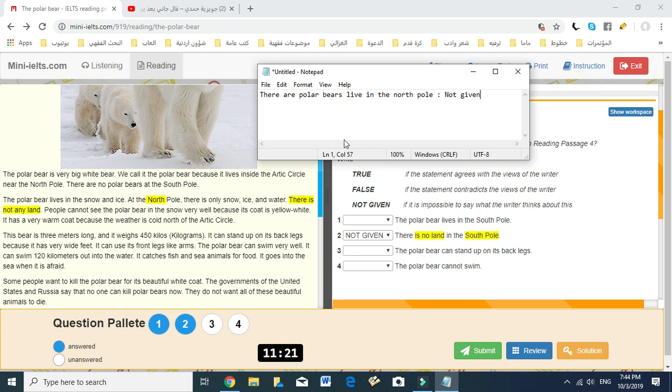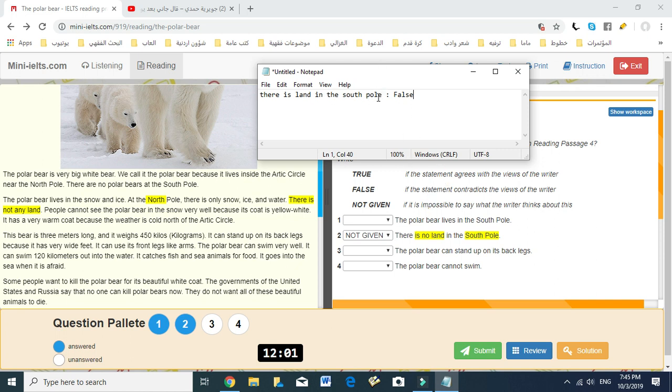Next question: how could it be false? If he said there is land in the South Pole, the answer to this question would be false, because the information contradicts. The passage says there is no land in the South Pole, and he said there is land in the South Pole. So the answer would be false because it contradicts.